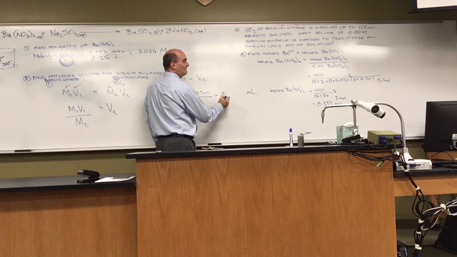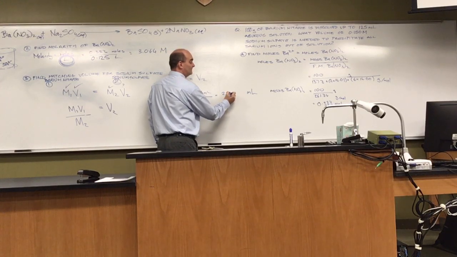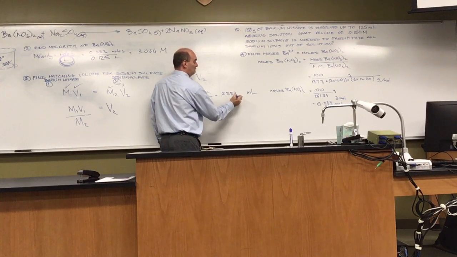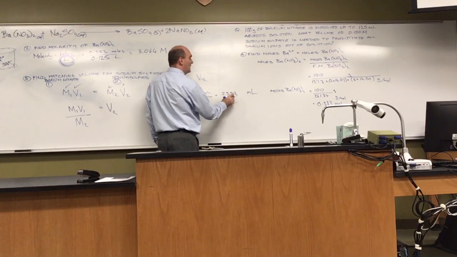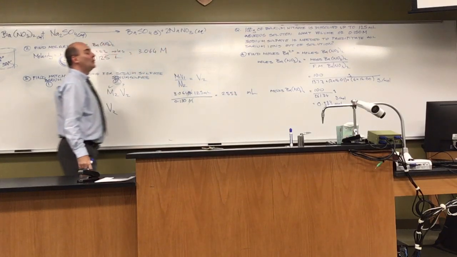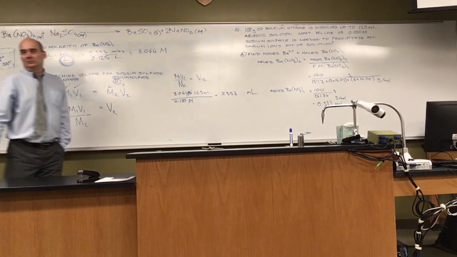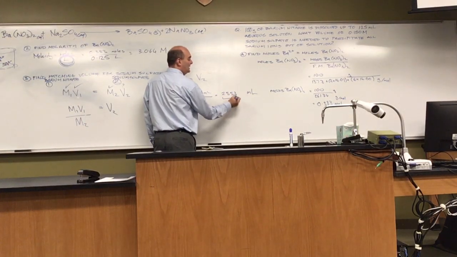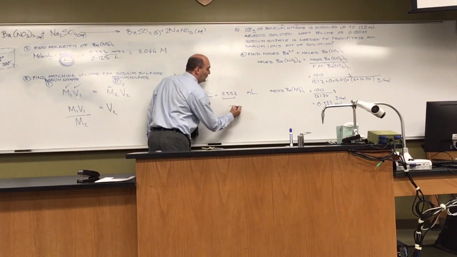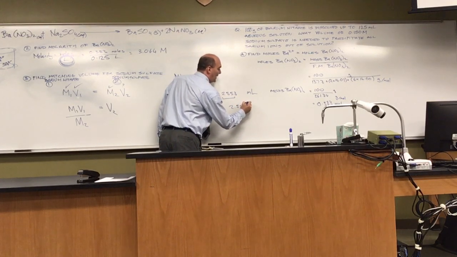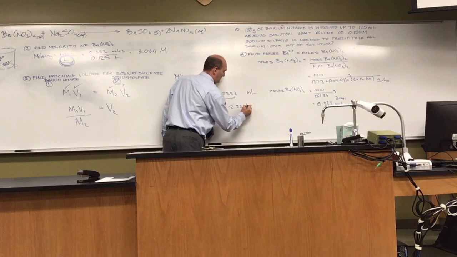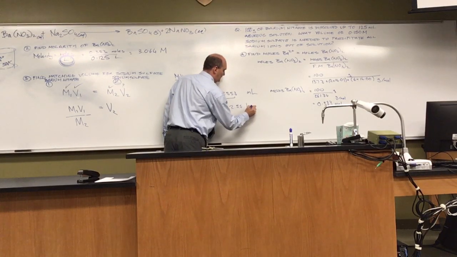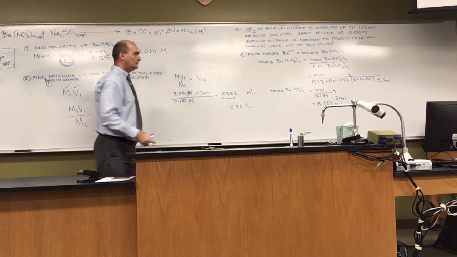2,000. 553.333, so just round to 0. So that is 2.5 liters. We really only allowed that first 3 digits right here. That is 2.55 liters.